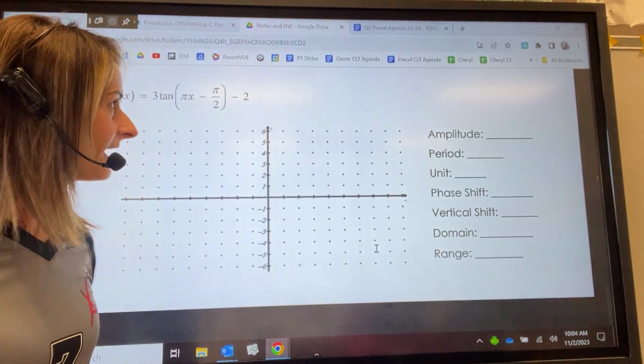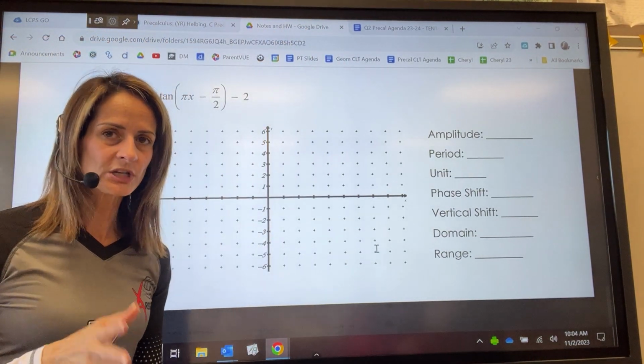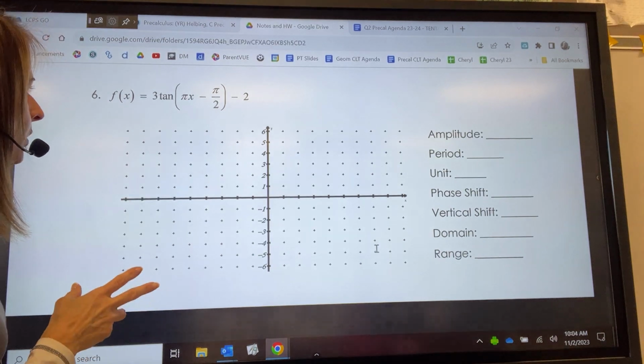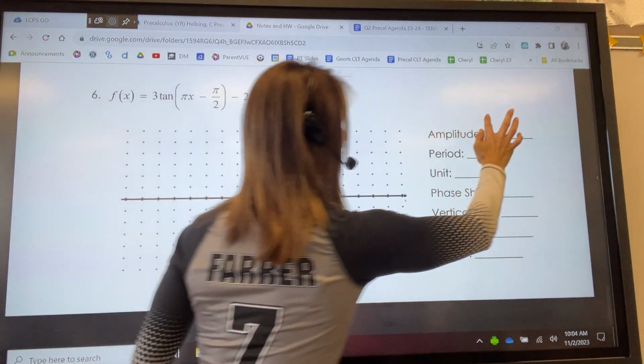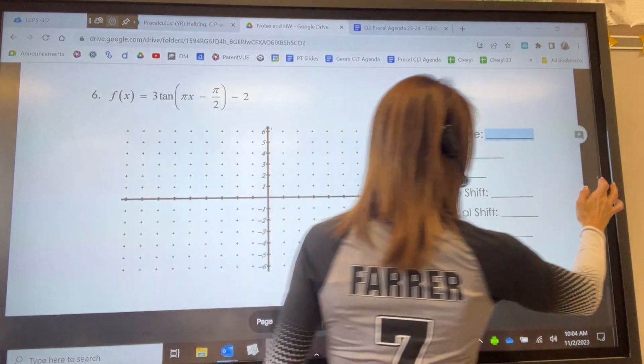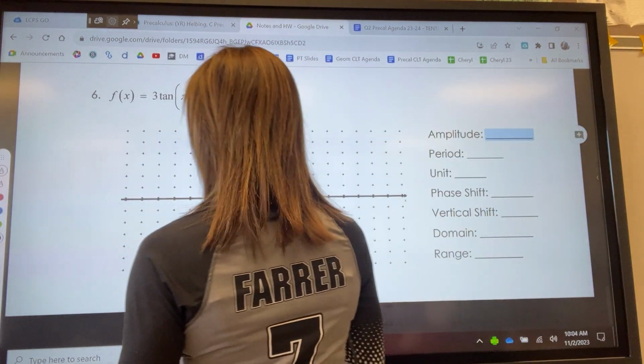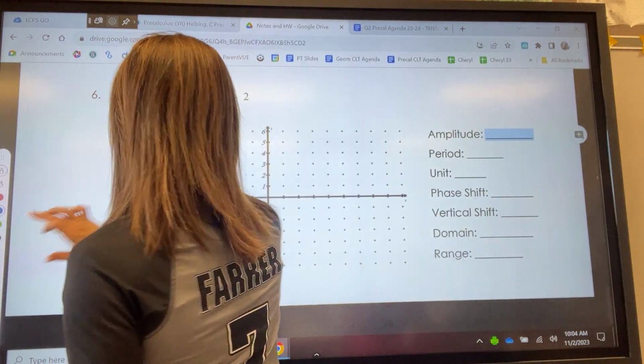Okay, here we are at problem number 6, same exact worksheet. Hopefully I'll remember to attach it. We've got an amplitude of 3.